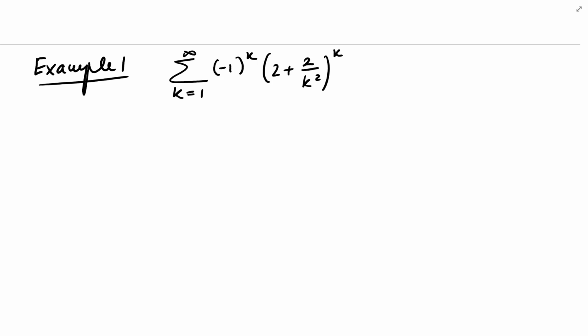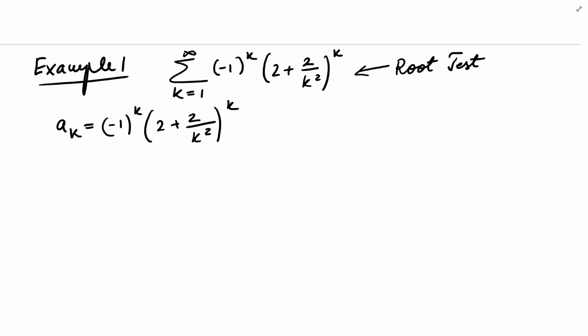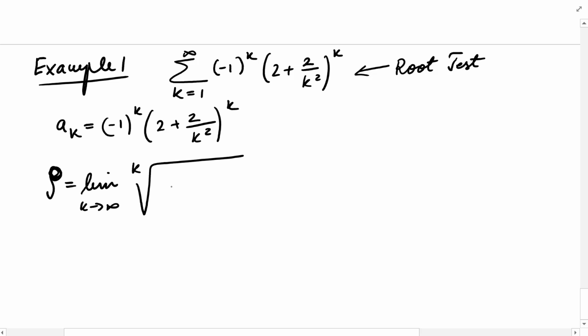I want to check if this series converges or diverges. Sum as k goes from 1 to infinity of (negative 1)^k times (2 plus 2 over k squared), everything to the k. So I'm going to try to use the root test. Sometimes you try a test and it doesn't work and you have to choose another one. But here I will try the root test. So a sub k is the term right after the summation sign. So rho equals the limit as k approaches infinity of the k-th root of the absolute value of (negative 1)^k times (2 plus 2 over k squared), everything to the k.